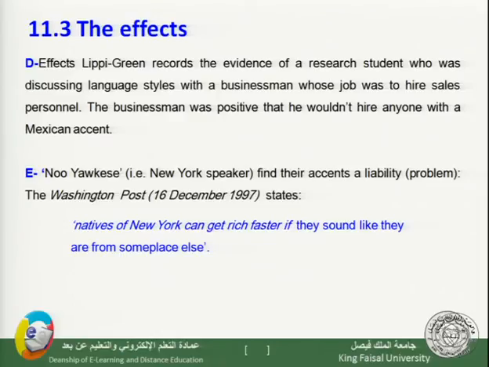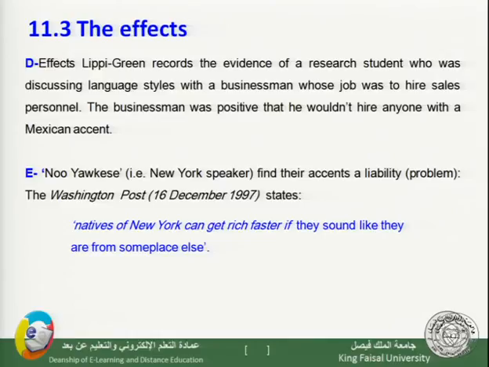So this businessman is very happy, very comfortable, very proud that his company has not given a job to any person with a Mexican accent, because Mexican accent speakers are associated with negative behavior, with criminality, with being untrustworthy, or with less intelligence, as we have seen in the example of the southern accent speakers in the United States.